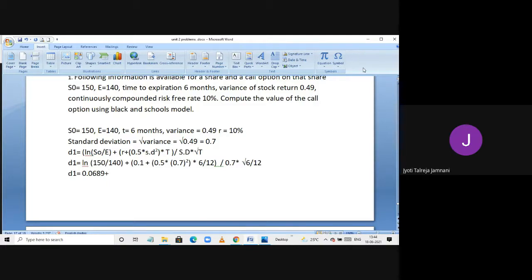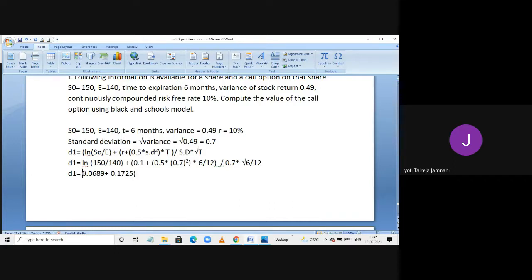Plus, first you find the standard deviation square. We have to keep opening the brackets first. So 0.7 square, you get 0.49. Into 0.5 you do, so we open that bracket. We get 0.245, plus 0.1, that is 10% rate. You get 0.345, into 6 by 12 you do. So you will get 0.1725. All of you getting it? Yes, ma'am. So this is the numerator. We will add these two.